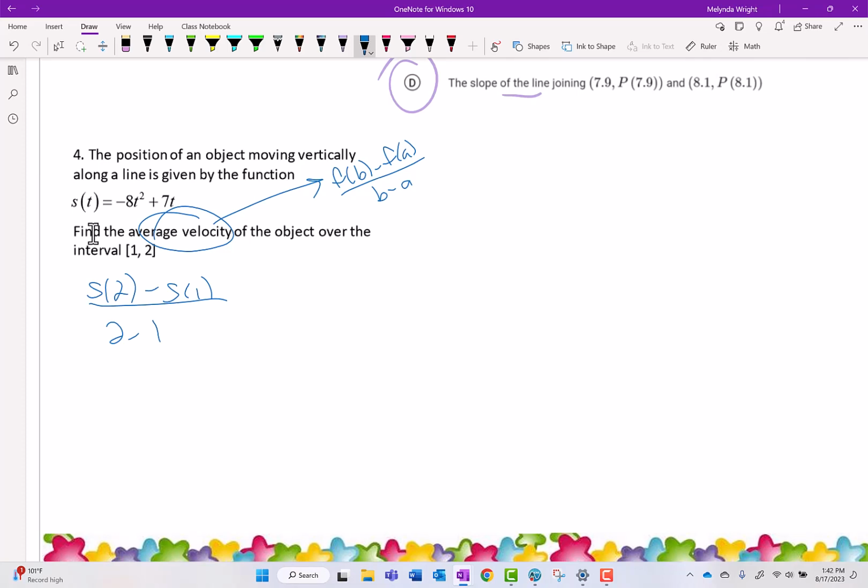So yes, let's just say outside of this, how would we find s of 2? Can somebody tell me how would we find s of 2? You would plug in 2 for t. Exactly. That's what I would do. I would plug in 2. I would say negative 8 times 2 squared plus 7 times 2. That would be a lot of work, right? But I could do it. So that's just where the calculator comes in quite handy.